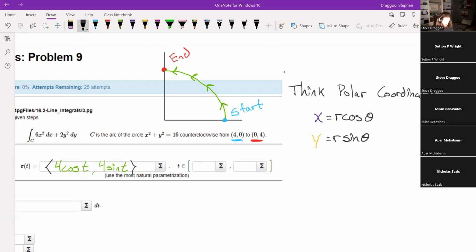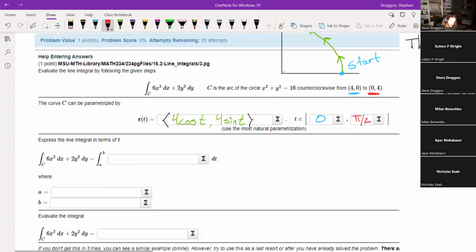Then I need to pick my starting and end values for t. We're going to start at an angle of 0 radians, and we're going to end at an angle of pi over 2 radians. Right, we're starting on the x-axis, that's an angle of 0 radians, ending on the y-axis, which is an angle of pi over 2 radians. So our curve goes from 0 to pi over 2, which also means we'll be integrating from 0 to pi over 2, since that was our goal, just to calculate some line integral.